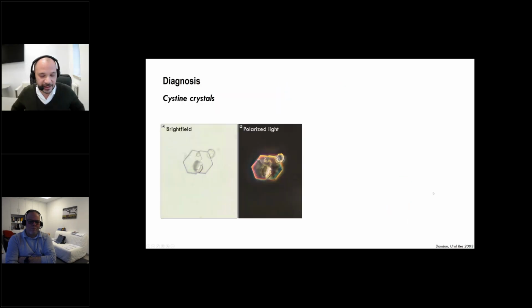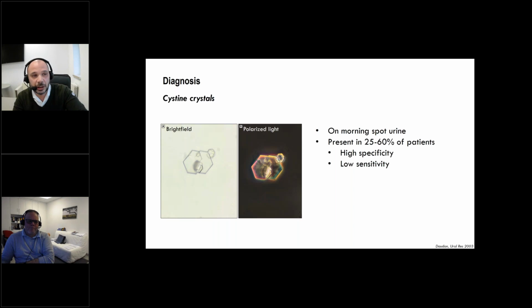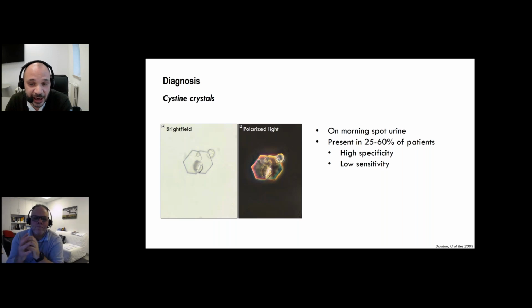These are the cystine crystals that can be seen in morning spot urines, or according to some other authors in random spot urines. The yield of this diagnostic technique is variable. Some series showed that 25% of cystinuric patients show these crystals. Other series report 60%. In any case, we can look at this test as being highly specific.